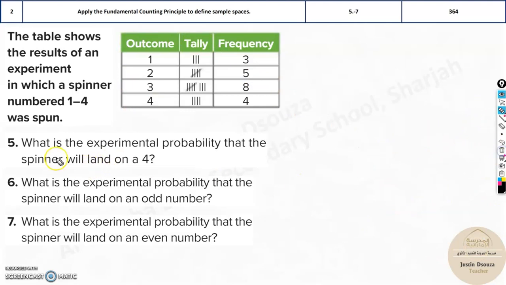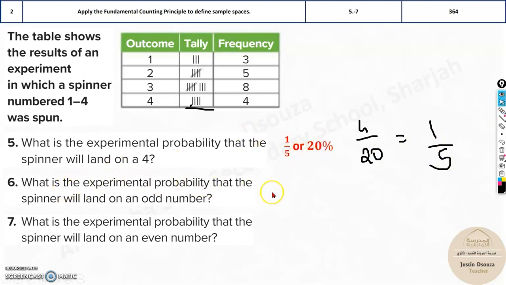But now let's see, what is the experimental probability that a spinner will land on 4? Let's see, 4 is how much? 4 divided by the total, which is 20. That is 1 by 5 or 20%. That's it. That's the answer.